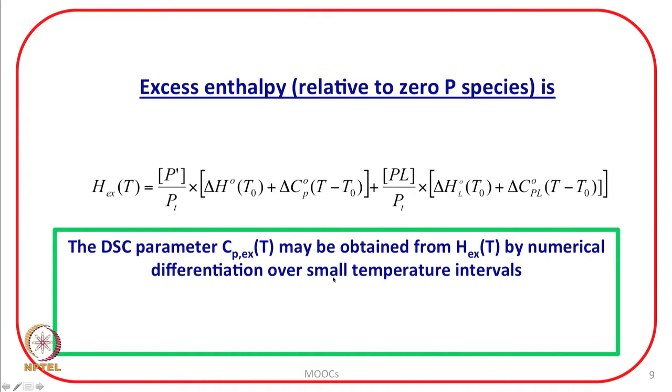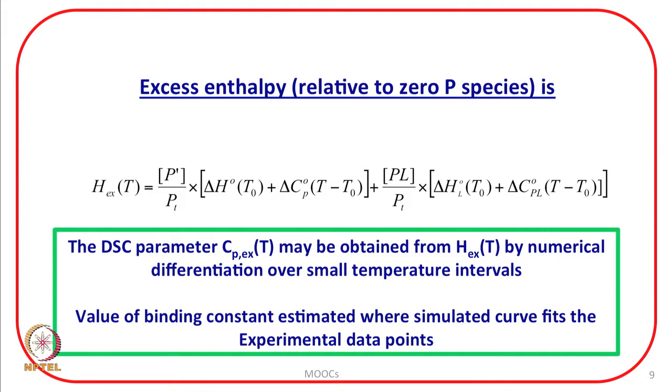So, what is done is, the excess heat capacity over a range of temperature is simulated from this equation, and the experimental data is subjected to a fit by these derived equations, and for whatever the value of KL the fitting is excellent, that KL value is assumed to be the best estimated value of the binding constant. And that is what is written in the next comment. The value of binding constant is estimated where the simulated curve fits the experimental data points.